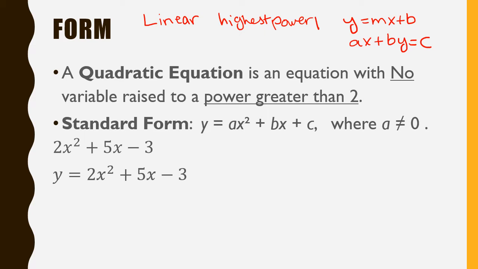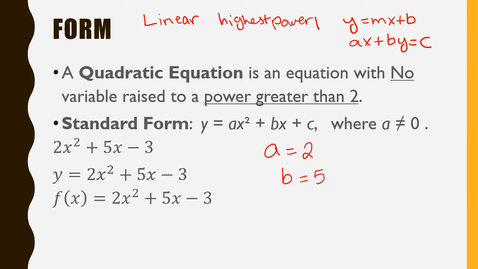We also can write quadratics as functions where we have inputs and outputs. The input is x and the output is f of x. So looking at these examples, we see that all of them are in the standard form, and that a is 2, b in this case is 5, and c is equal to negative 3.